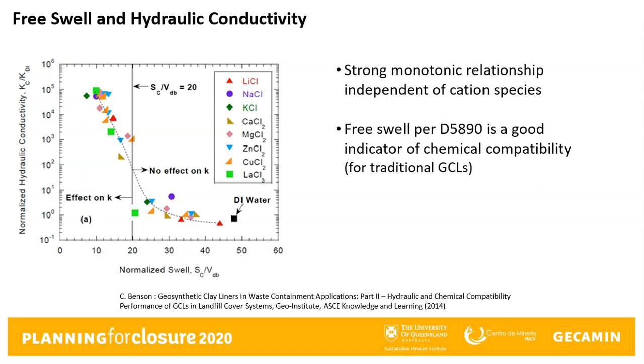In this particular study, the researchers investigated the influence of the cation type and concentration on the bentonite performance. They noticed that when the normalized swell values dropped below 20, the hydraulic conductivity showed a large increase. This free swell test was adopted as one of the ways to screen GCLs for chemical compatibility with a given leachate.